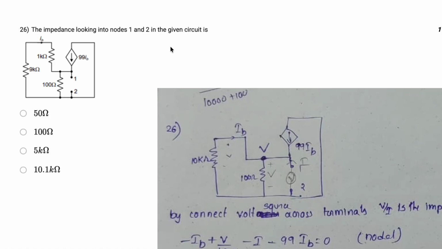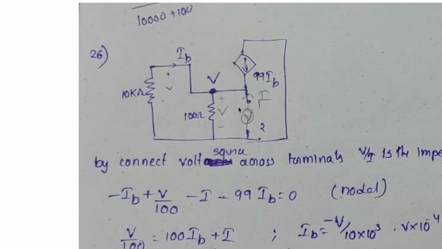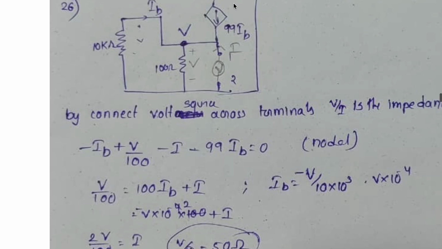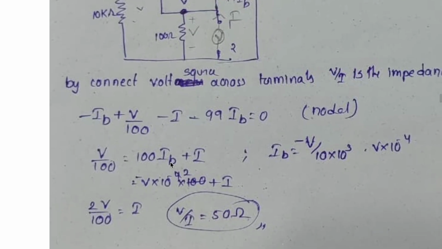Going on to the next question, it asks for the impedance looking into nodes 1 and 2 in the given circuit. For this type of question, we keep a voltmeter at the desired place, and if it asks for the resistance, we simply find the V by I ratio. Here IB is incoming, 99 IB is incoming, and I is also incoming to this node. Keeping the parallel voltages the same, V by 100 is the outgoing current and these are all incoming currents. So we get V by 100 is equal to 100 IB plus I.